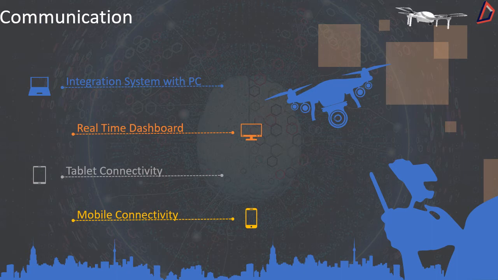Different communication modes are available to communicate between the drone and the system. The drone can easily integrate with any kind of system. A real-time dashboard will be available to show what process is currently going on on the ground. The tablet as well as mobile connectivity can be done with the help of Bluetooth, Wi-Fi, or the internet. So these are the various modes through which connectivity between the system and the drone can be done.